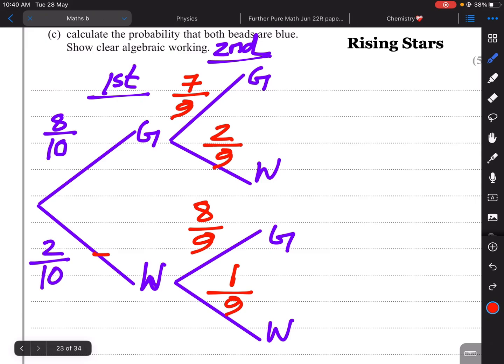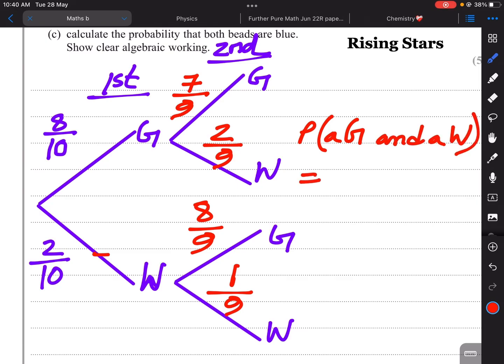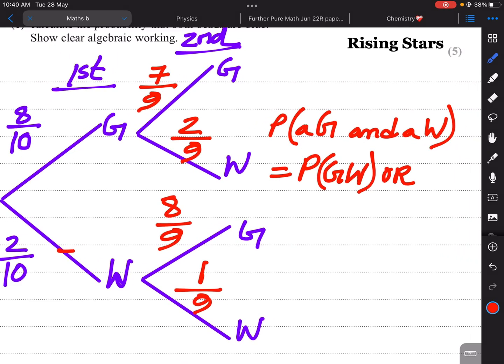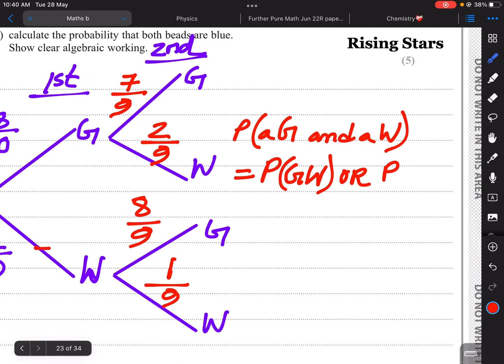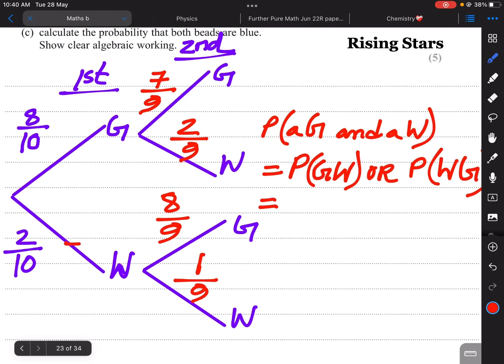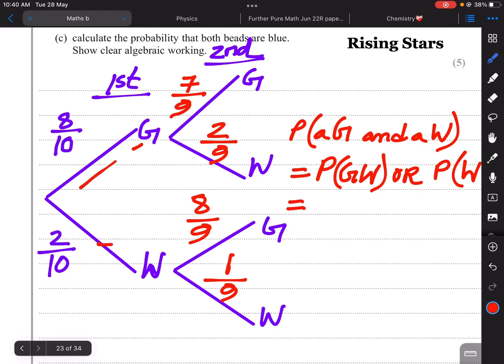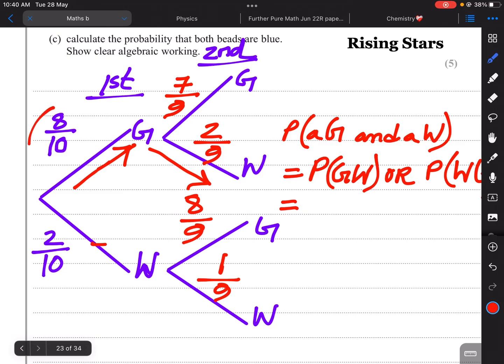So probability that he gets a green and a white is equals to, you can have G and then W, or we can have W and then G. Alright, so GW, where is GW? If we take this route, যদি আমরা এই route যাই তাহলে আমরা GW পাচ্ছি. So GW is 8/10 into 2/9.